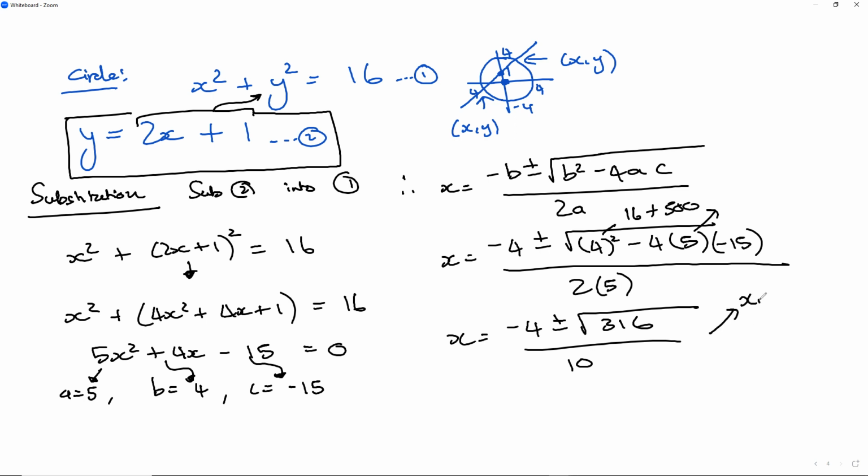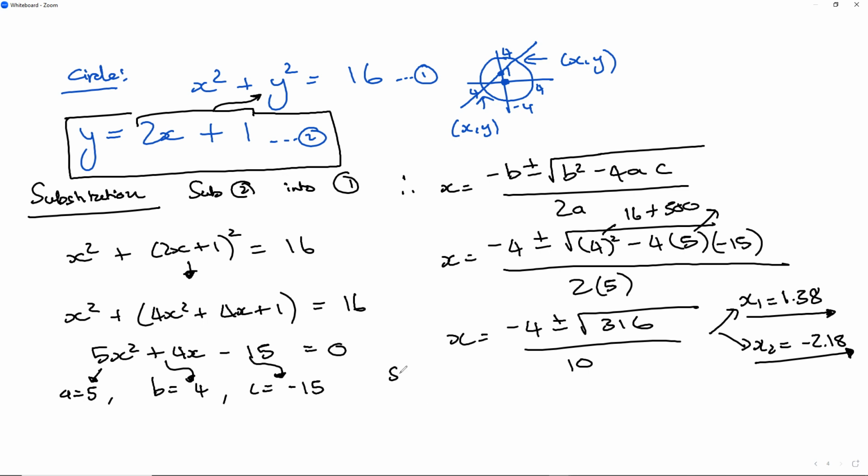Let's get two values for x over here. I'm going to call it x1 and x2. Putting plus and minus on the calculator, each one a separate subtraction button, minus 4 plus the square root of 316 divided by 10 comes to 1.38. And then minusing that becomes negative 2.18. All right, so I got x1 and I got x2.